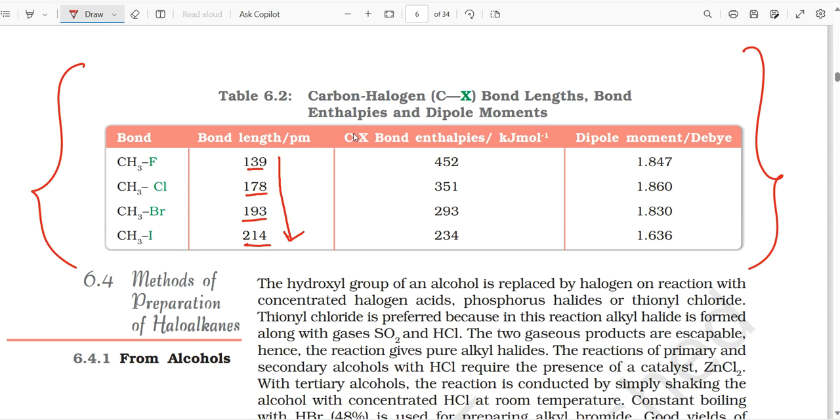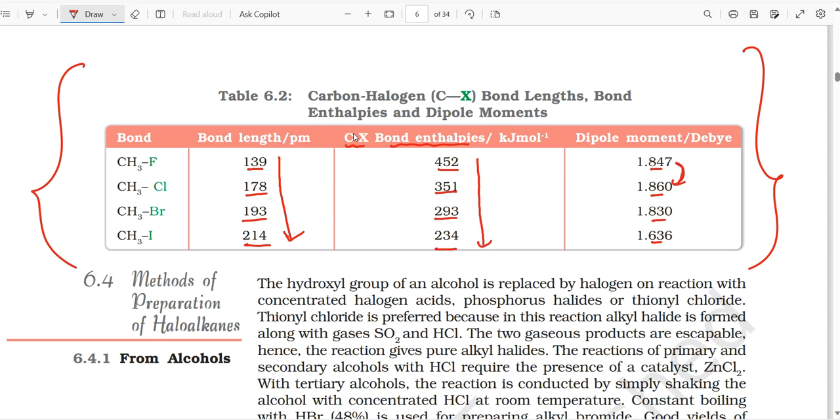Why are they increasing? Here we observe the bond enthalpies: 450, 350, 290, 234. Their values are decreasing in nature. And the dipole moment values we observe are 1.84, 1.86, and so on.